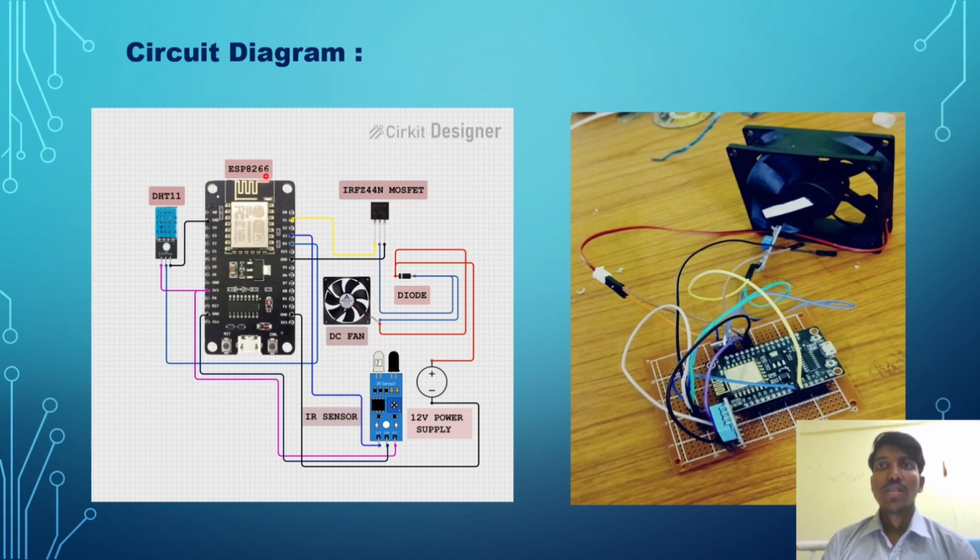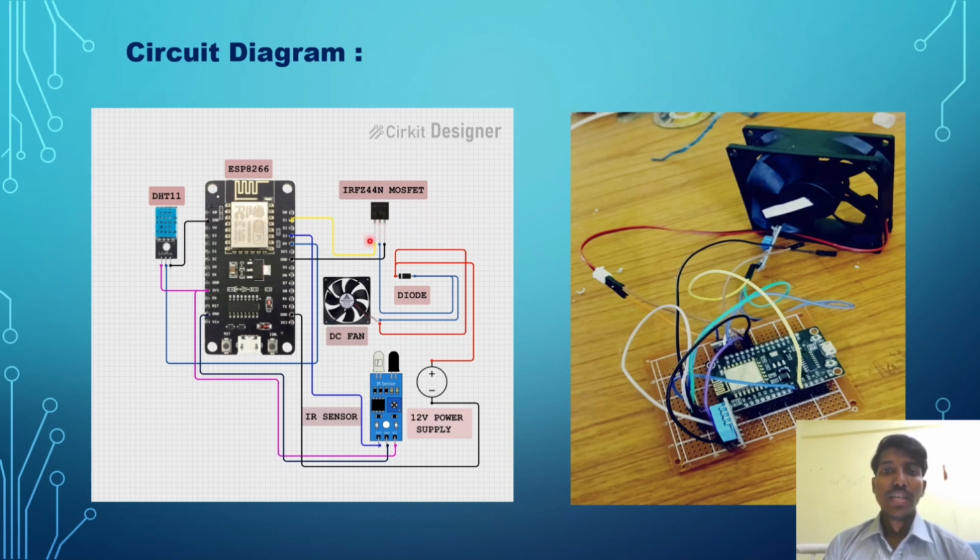Next you see the IR sensor out pin connect with pin D3 and VCC connect with 3 volt and ground connect with common ground in the microcontroller.